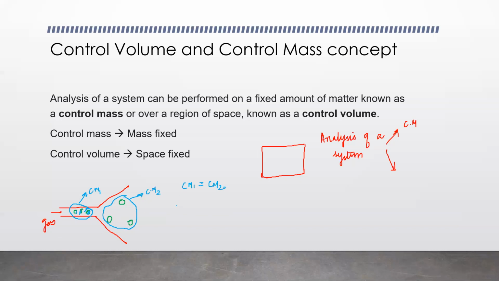So here you can see that our mass is fixed. Our volume is variable. All right. Our volume is variable.